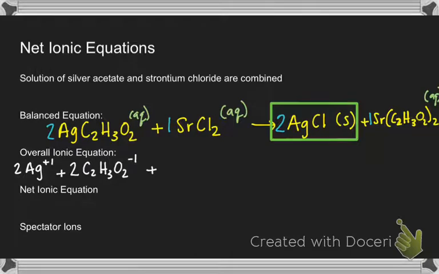Plus strontium and chloride. So strontium, there's 1 of them. So strontium's a +2 charge. And notice I have 2 chlorines, so I have to put a coefficient of 2. And then my chlorine ion is a -1 charge. Yields. Remember, you got to keep your precipitate together, so I'm not going to mess with that. I'm just going to leave it together.